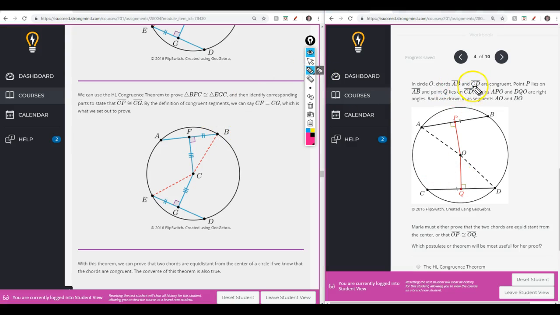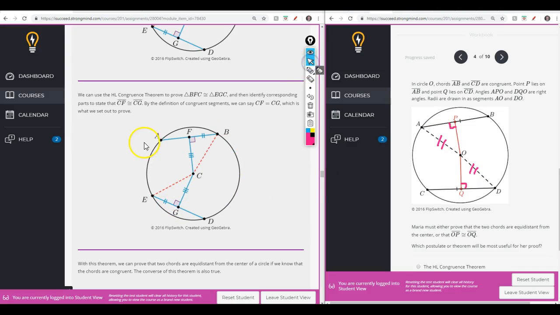It is saying that AB and CD are congruent, so I'm going to mark AB right here as congruent and C to D as congruent. And the other ones that are given is that this is a right angle and this is a right angle. And so we're ending up with pretty similar, the radii are congruent. The radii are congruent right here.